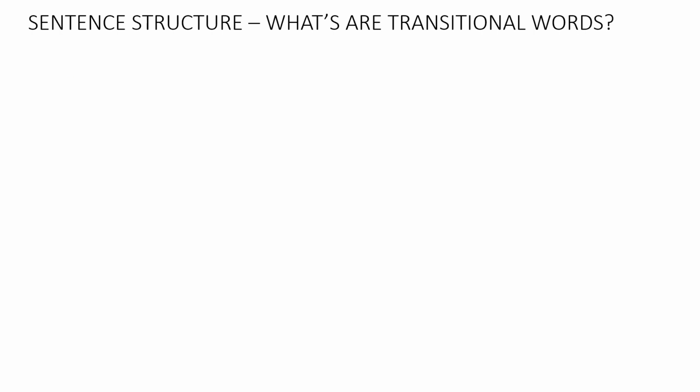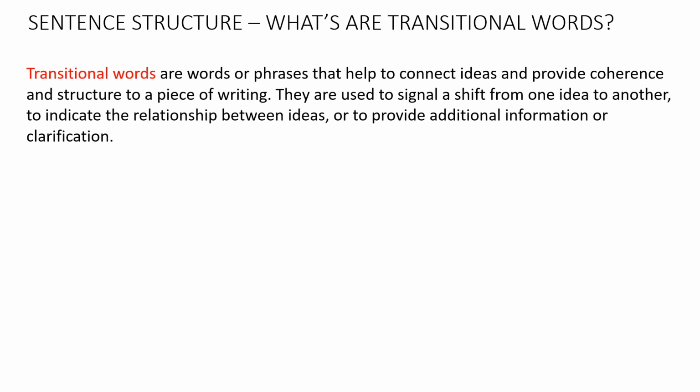Okay, let's look at the next main theme, transitional words. So transitional words are basically words or phrases that can help to connect ideas and provide coherence and structure to a piece of writing. They are used to signal a shift from one idea to another, or to indicate the relationship between ideas, or to provide additional information or clarification. Now, let's get some clarification actually on this statement itself and look at an example of what we're trying to communicate here.